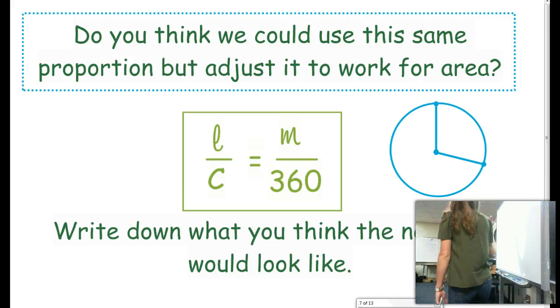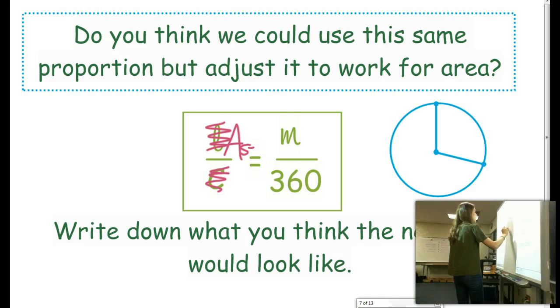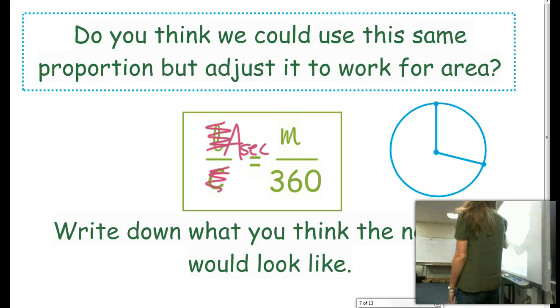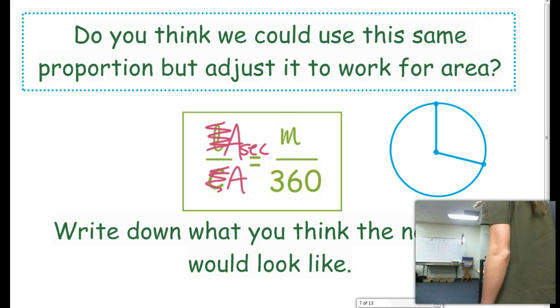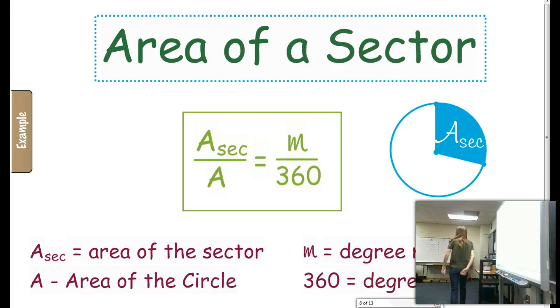So we're going to use the same exact formula, except we're going to switch it up a bit. We're not finding arc length, so we don't need circumference. We're finding the area of a, what's an S? Sector. Finding the area of a sector. So instead of L, we're going to do A sec. And instead of C, we're going to do area. So there is your proportion for the area of a sector.